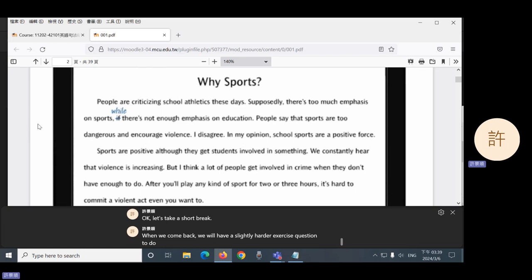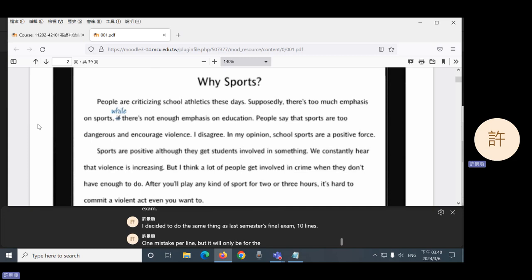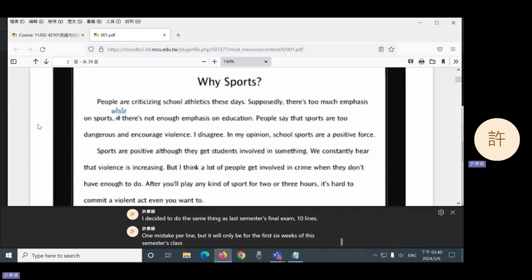Oh, I decided what to do for the midterm exam. Last week I was talking about what kind of design we could try for the midterm exam. I decided to do the same thing as last semester's final exam: 10 lines, one mistake per line. But it will only be for the first 6 weeks of this semester's class. Okay, let's take a break.